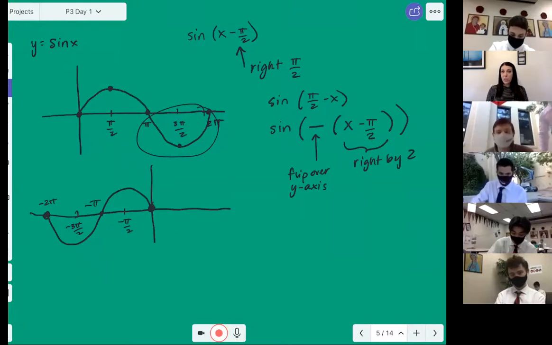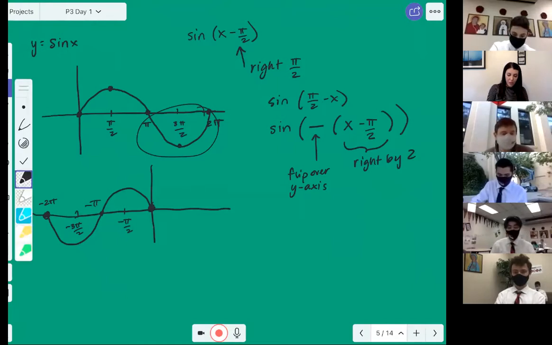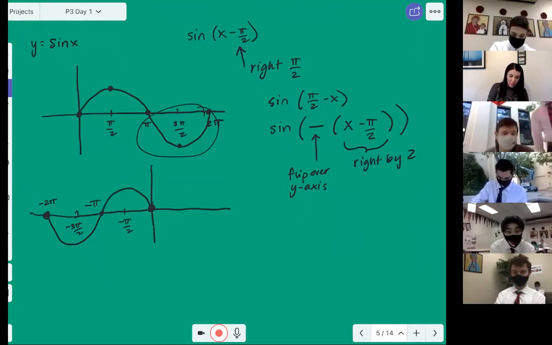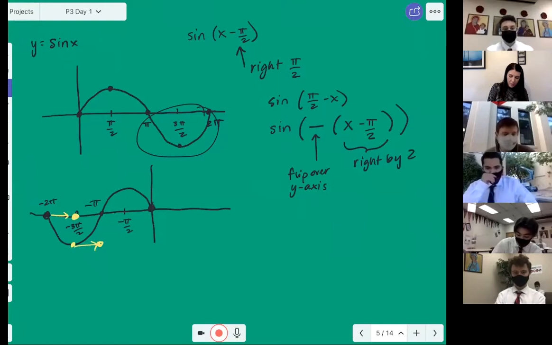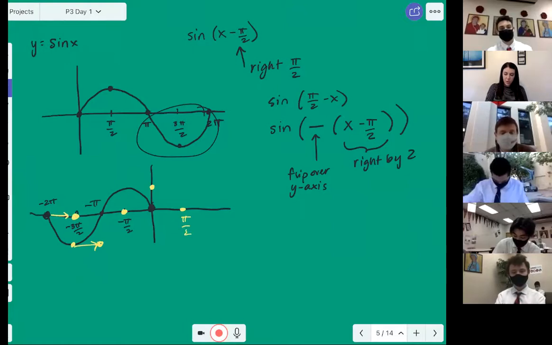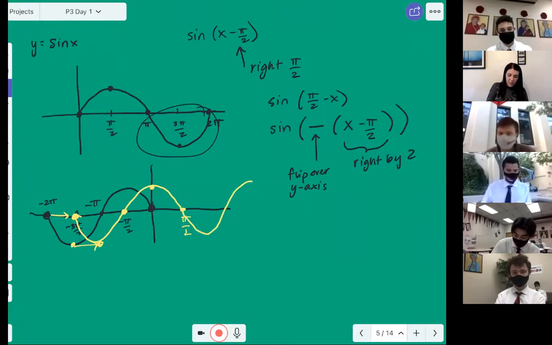And then I would still move it to the right by pi over 2. So moving it to the right by pi over 2 means each of these dots would move pi over 2 to the right. So this dot moves this way. This dot moves this way, right? This one moves over here. This one moves over here. And then this one would be over here at pi over 2. So what I'd end up getting would be this graph. And then this graph would just keep going, right? It would go like this, and it would keep going forever and ever and ever.